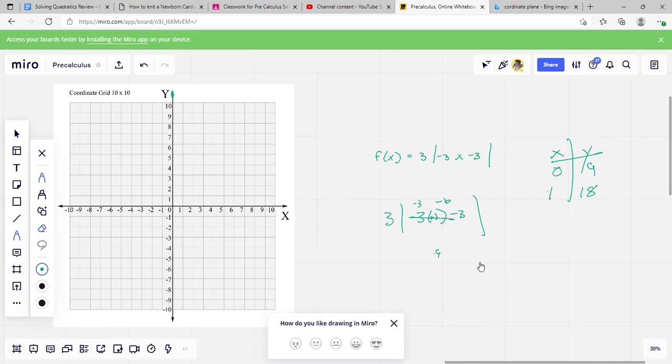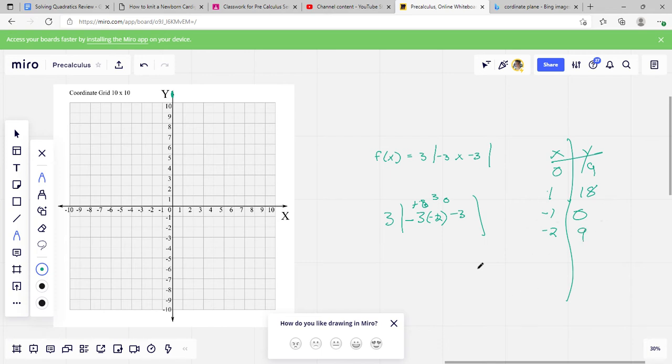Alright, now let's try negative 1. Okay, so 3 times 1, that would be positive 3, minus 3, that would be 0. 0 times 3 is 0. Alright, there we go. Let's try negative 2. Negative 2 times negative 3 would be positive 6. Minus 3 would be 3. 3 times 3 is 9. Okay, so I think we've got some kind of a V shape here.